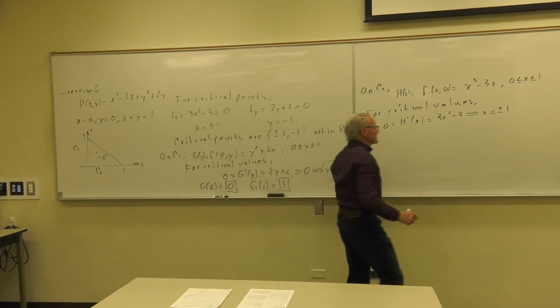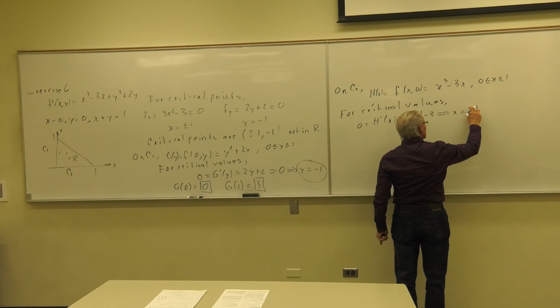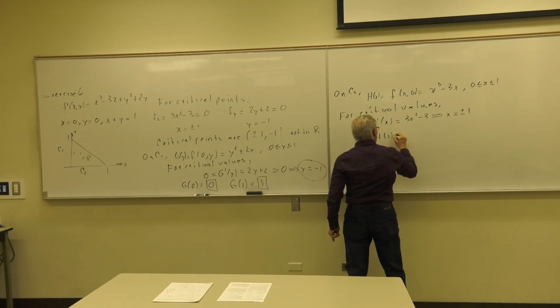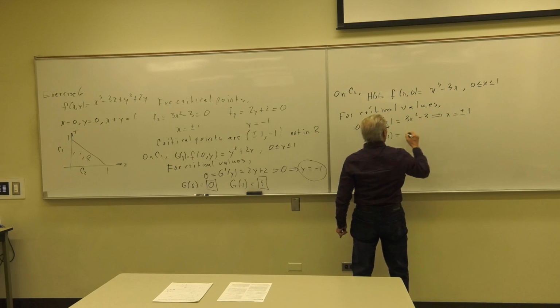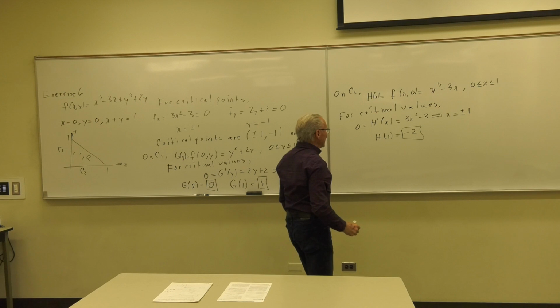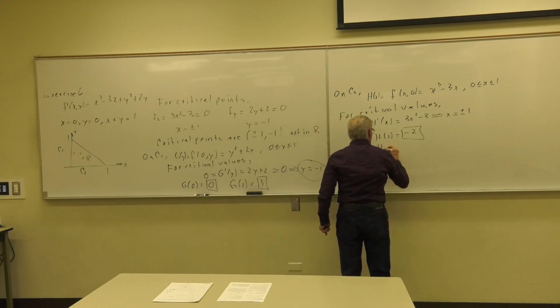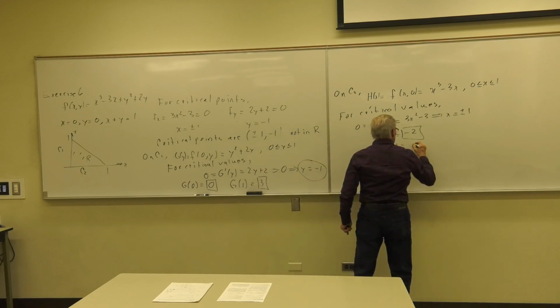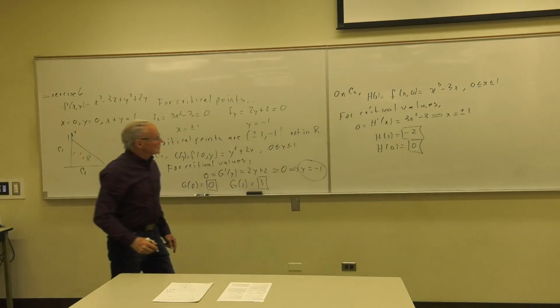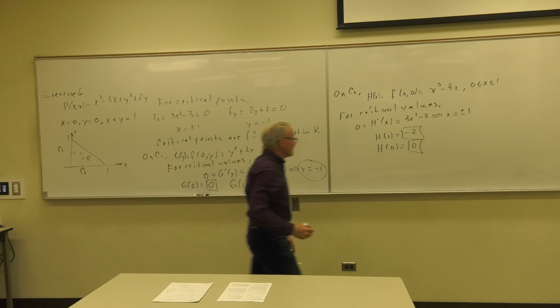So we have 1 that's acceptable. So when we evaluate h at 1, put in h equal to 1, we get minus 2 in a box. We should put in h at 0. h at 0 is equal to 0. That's in a box. So 2 down, 1 to go.